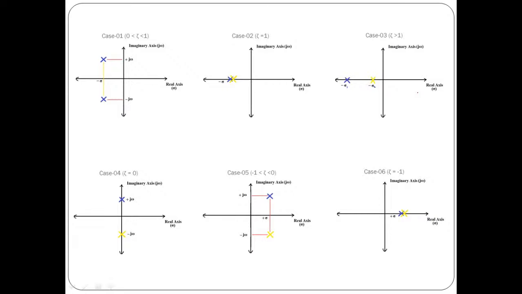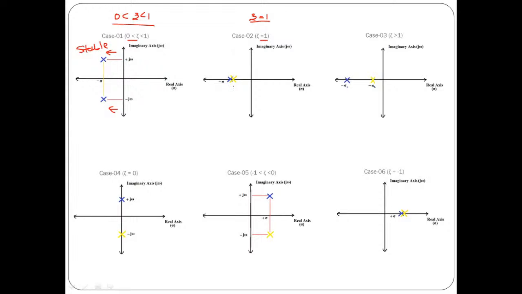So, finally, this is our conclusion. See, if you take case number 1, where we have taken the value of zeta less than 1 and more than 0, in this particular case the location of poles are over here. That means they are complex conjugate with negative real part. The system is said to be stable. So here the system is stable because the location of poles are on the left hand side with respect to the imaginary axis. Then when you put zeta equals 1, case number 2.